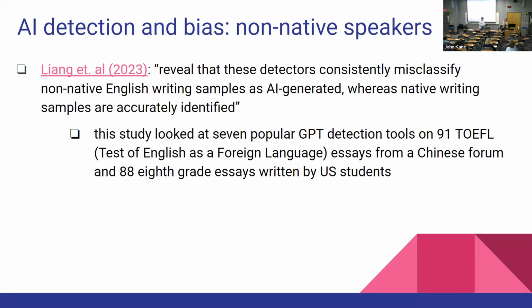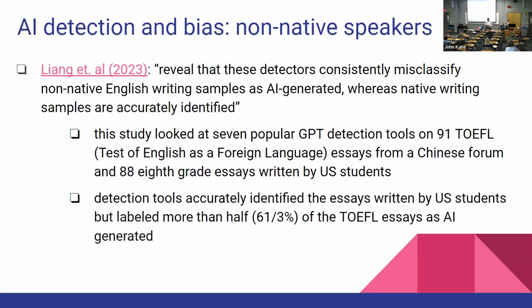The study looked at 7 popular detection tools, looked at 91 TOEFL examinations, and the acronym is written out there. It's a test of English as a foreign language essays that were written or from a Chinese forum, and then 88 8th grade essays that were written by US students. So those were the 2 groups that were sort of measured against the 7 different detection tool softwares.